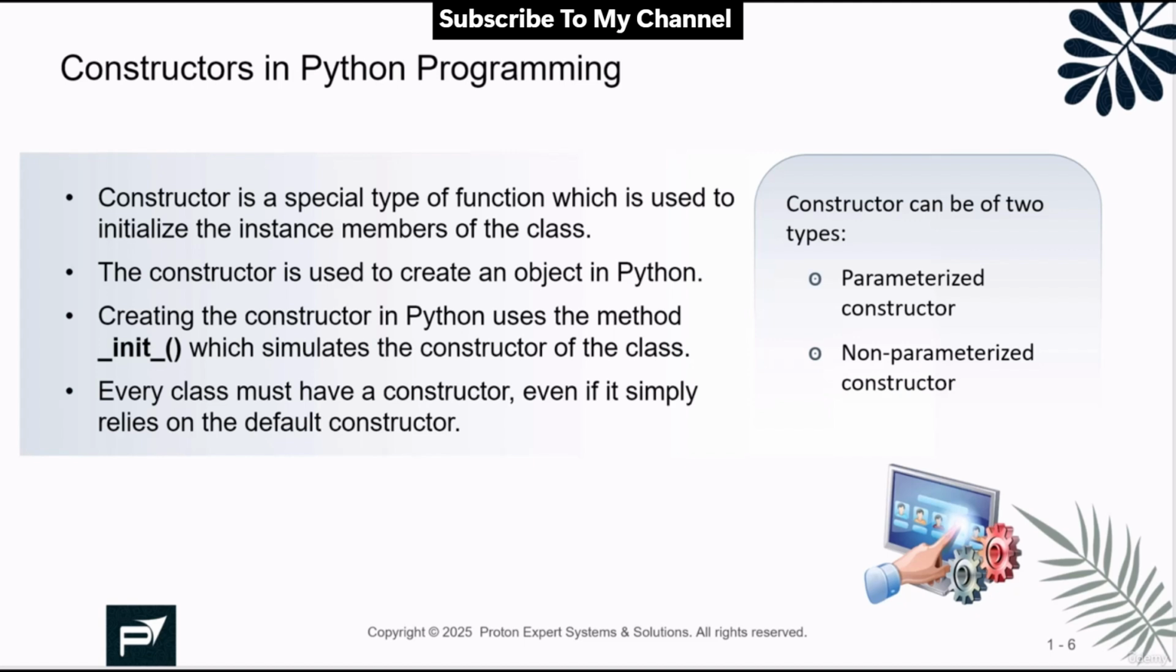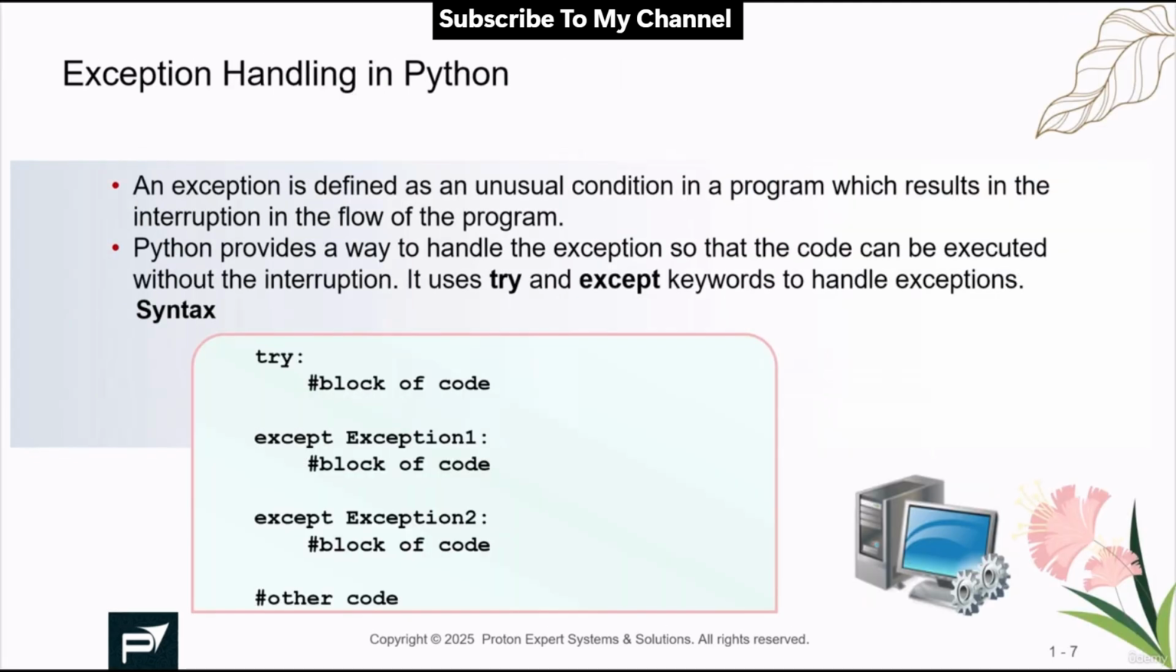Let us see the exception handling in Python. An exception is defined as an unusual condition in a program which results in the interruption in the flow of the program. Python provides a way to handle the exception so that the code can be executed without the interruption. It uses try and except keywords to handle the exceptions. You can see the syntax for exception handling in Python.